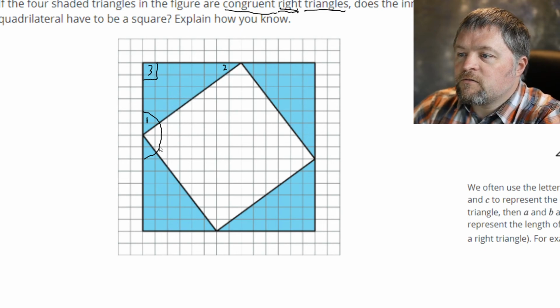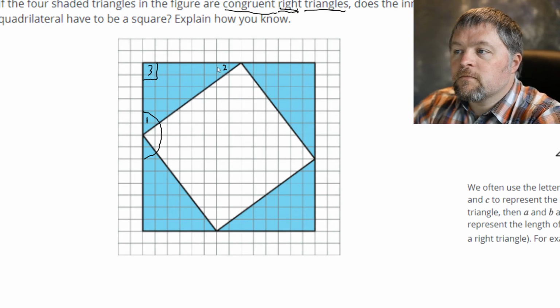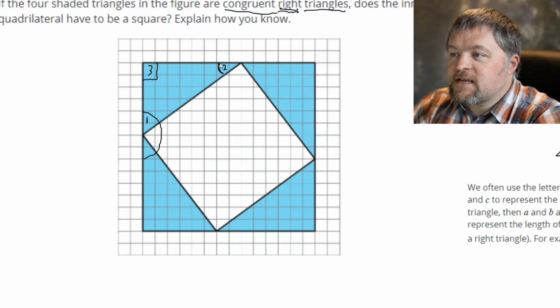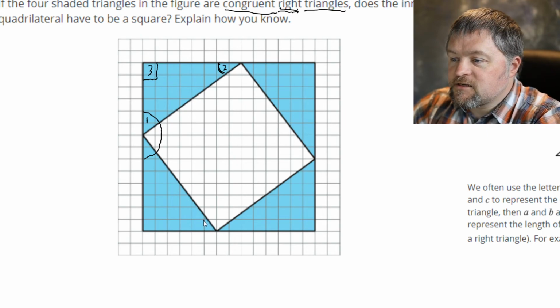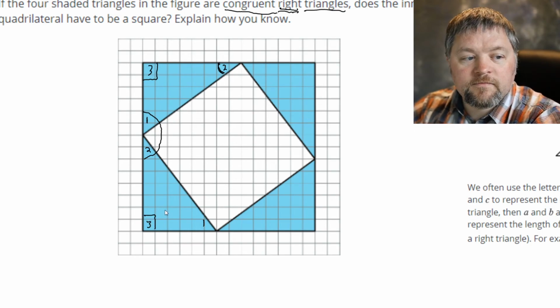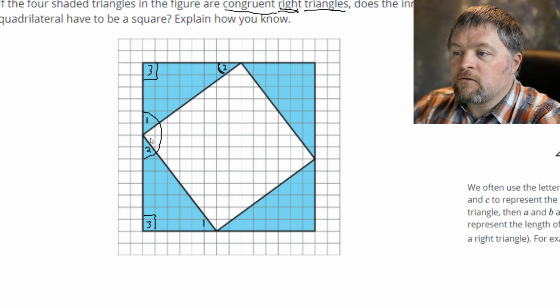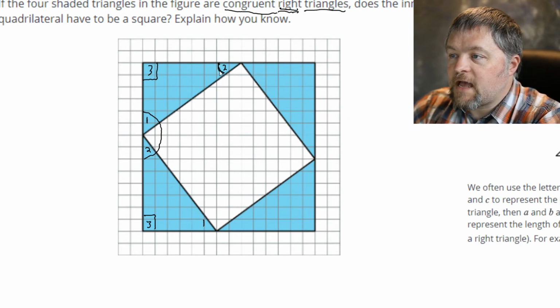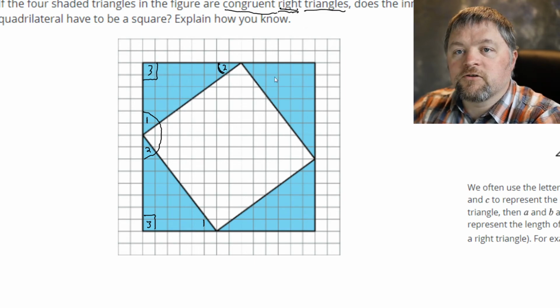We also know that if these triangles are congruent to each other, if this is angle 2, on this triangle here, this is our angle 1, this is our angle 2, and this is our angle 3. We know that's a right angle. And we know angle 2 has to be congruent to this angle 2 because the triangles are all congruent to each other.